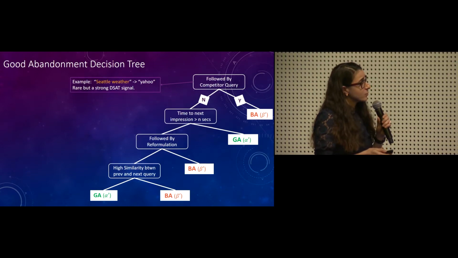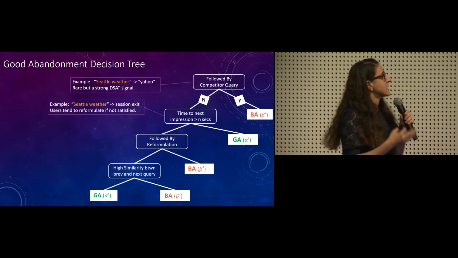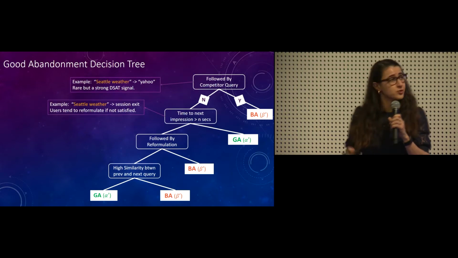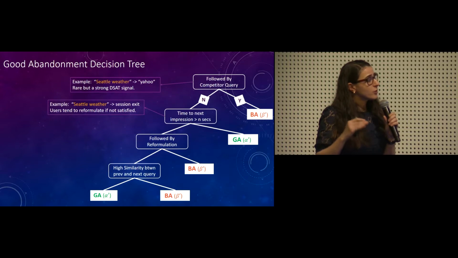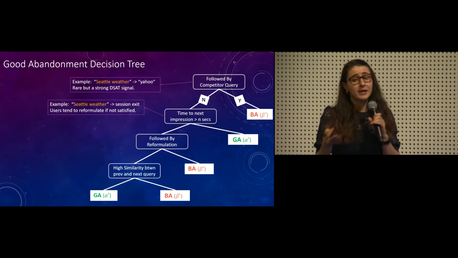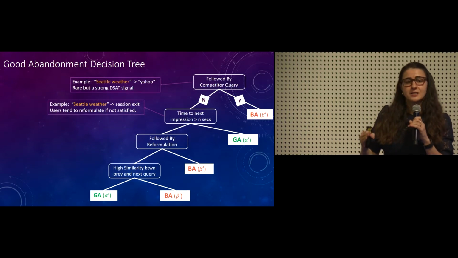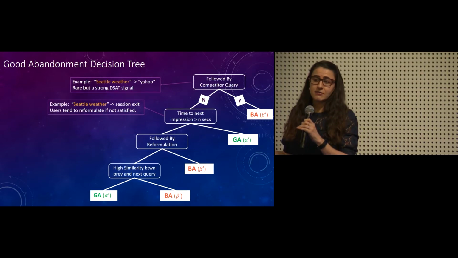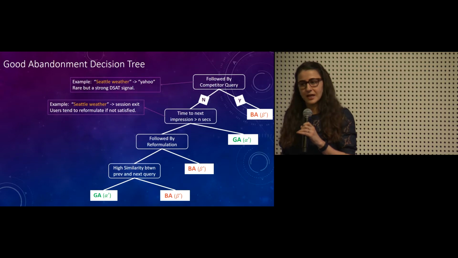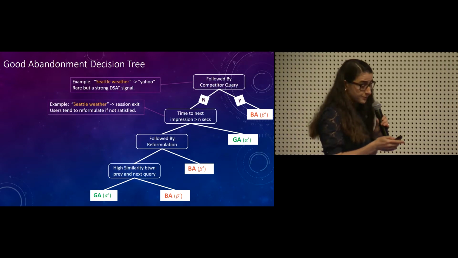The next thing we check is whether the user took a long time to search again. For example, they search for Seattle weather, and of course it shows snow, and then they exit the session. In this case, based on our analysis, and even from domain knowledge, users typically tend to not give up easily. They tend to reformulate if they're not satisfied. So when they really leave after a search, it's a strong signal that they're actually satisfied. That's why we label this as good abandonment and give it a positive weight.